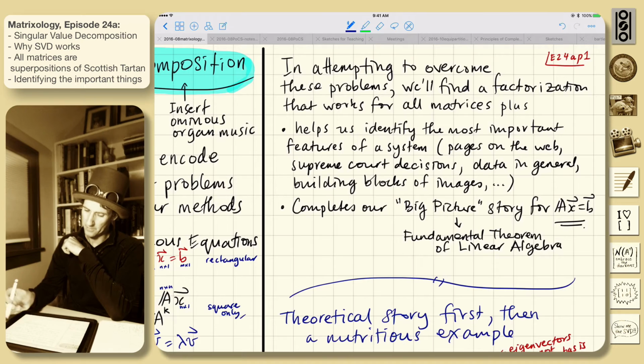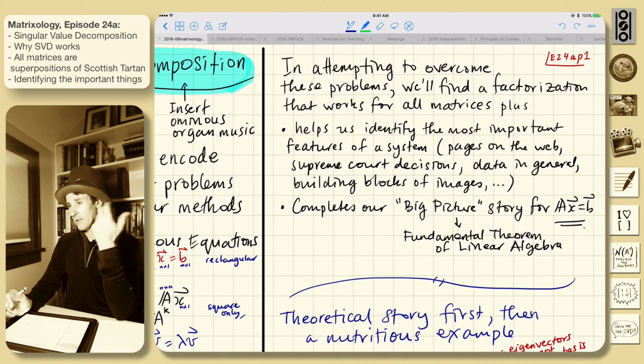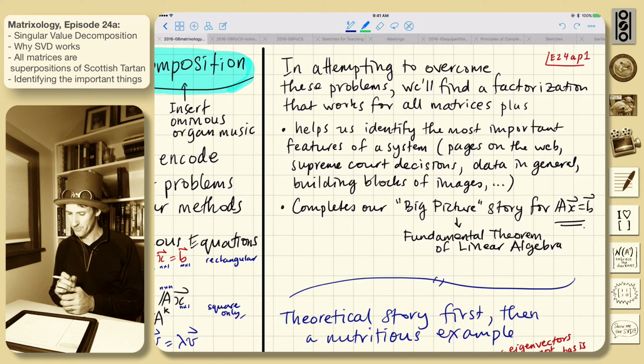I've listed a couple here. So Supreme Court decisions, that's this network kind of thing. Pages on the web, building blocks of images. All right, so there are a couple of things, and we'll get to those later on. And so these are great. It's used all over the place. So think of finding the essential features of something.